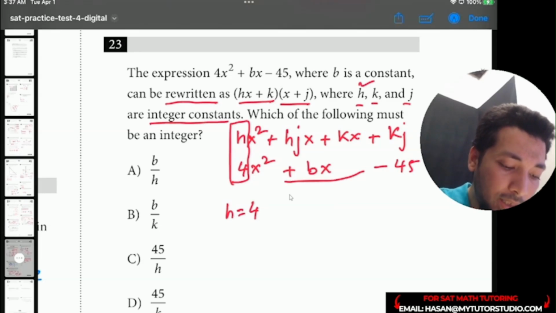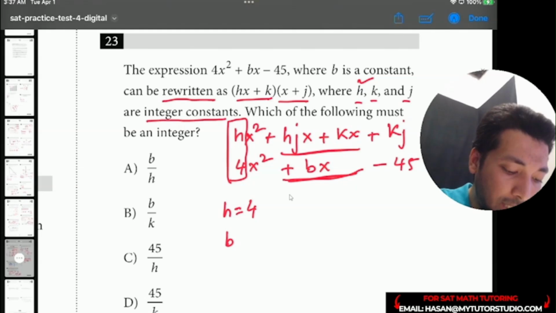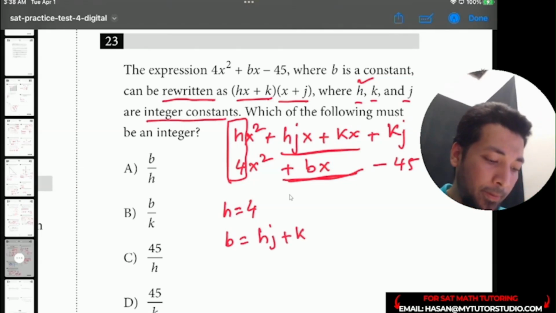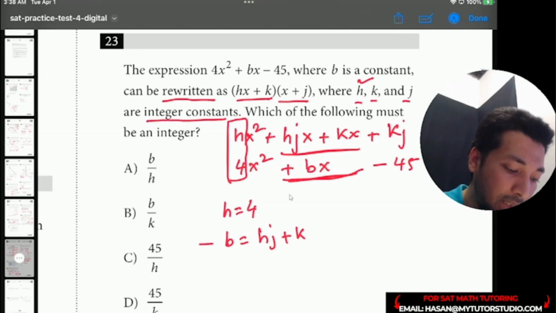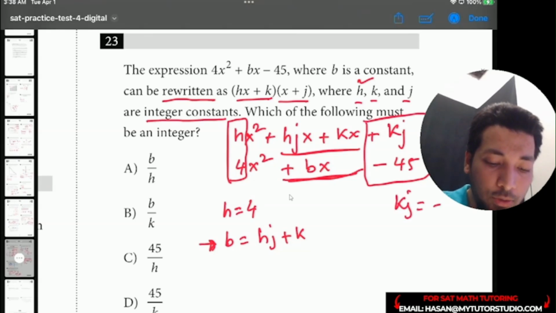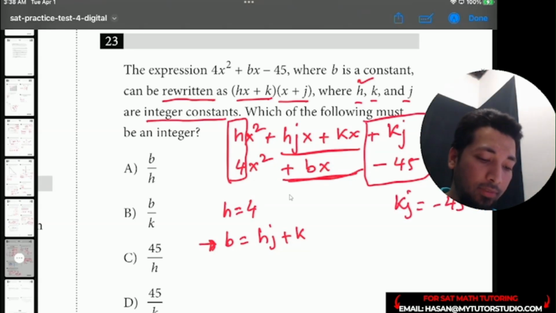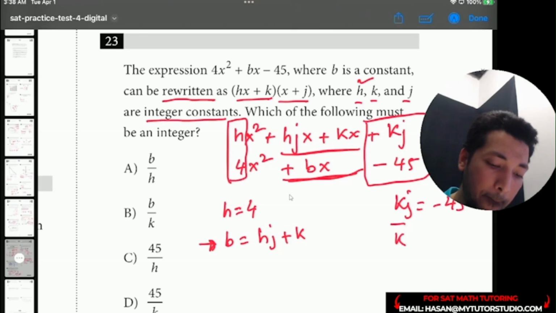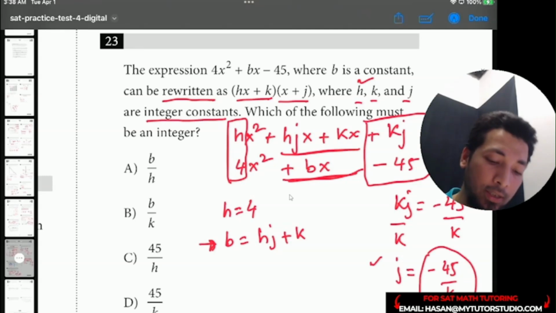Now, if you compare this, we see that b is equal to 8j plus k. Now, 8j plus k, h times j plus k, that b is also going to be an integer. Now, if we do k times j, this kj is equal to negative 45. Now, if we divide this side by k, we are getting j is equal to negative 45 over k. So we know that this j is an integer, and this negative 45 over k is also an integer. Now, if we just change this sign to be positive, that's also an integer.